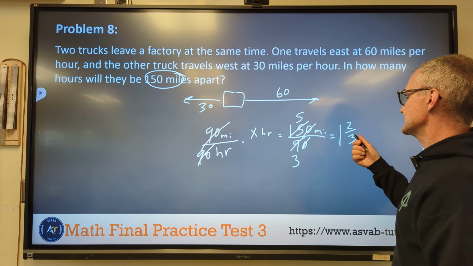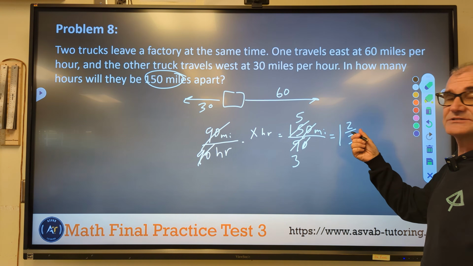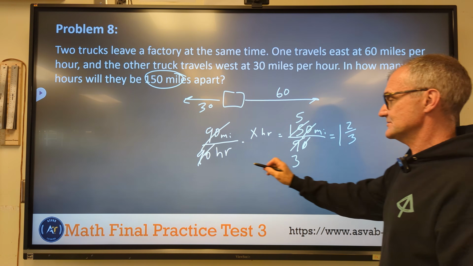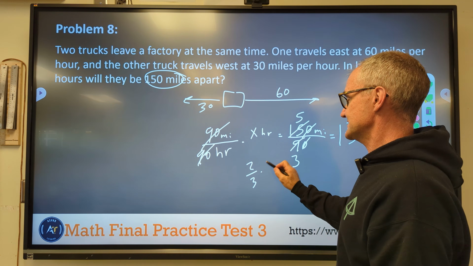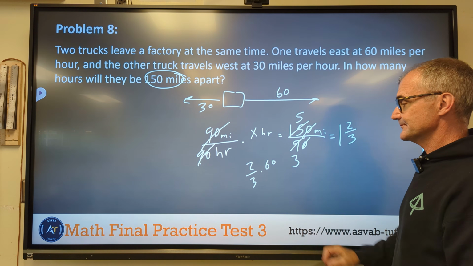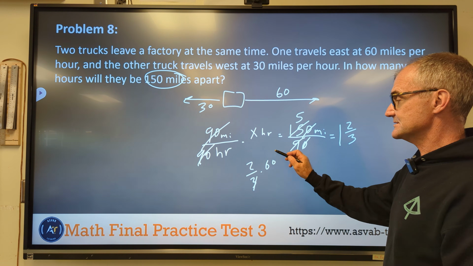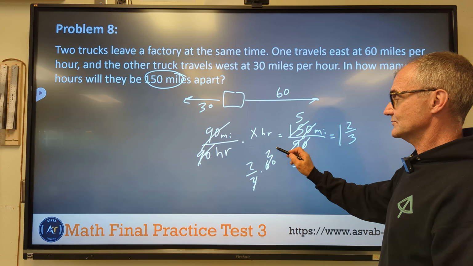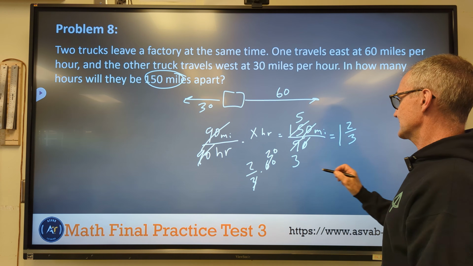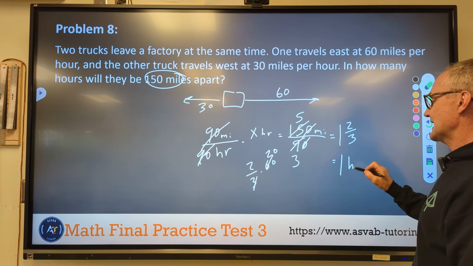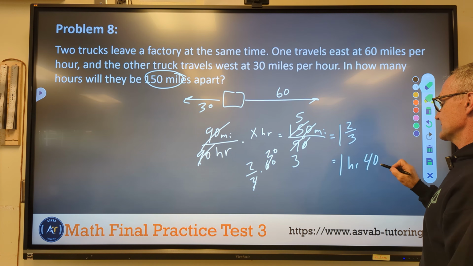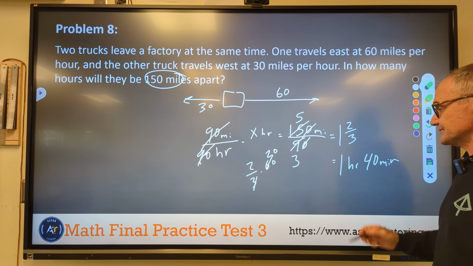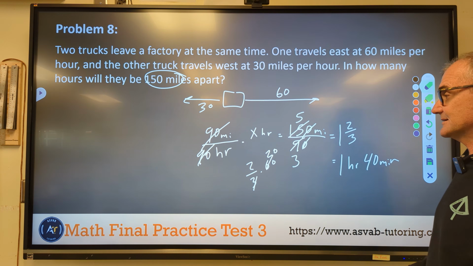If they want minutes, I've got to find 2/3 of an hour. So 2/3 times 60 minutes in an hour. 3 goes into 3 once, into 60 20 times. 2 times 20 is 40. So it is 1 hour, 40 minutes. That's your correct answer right there.